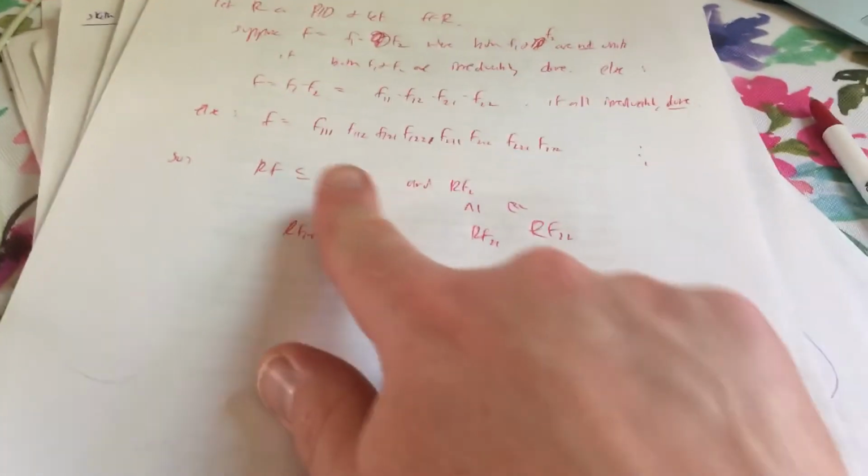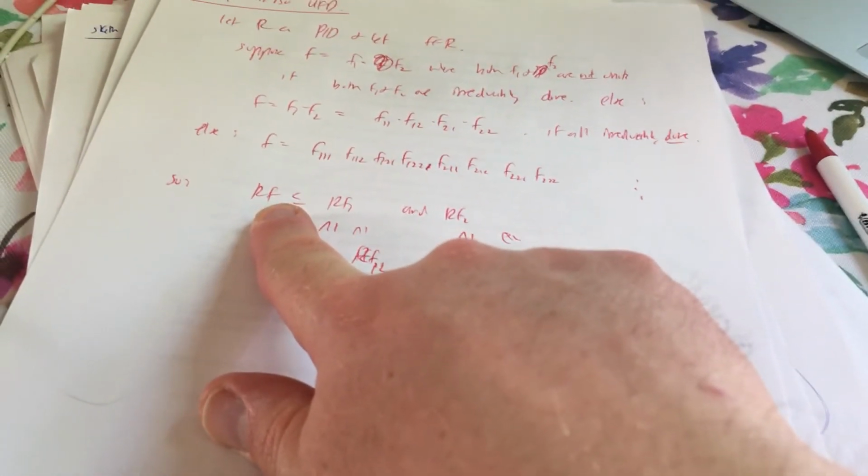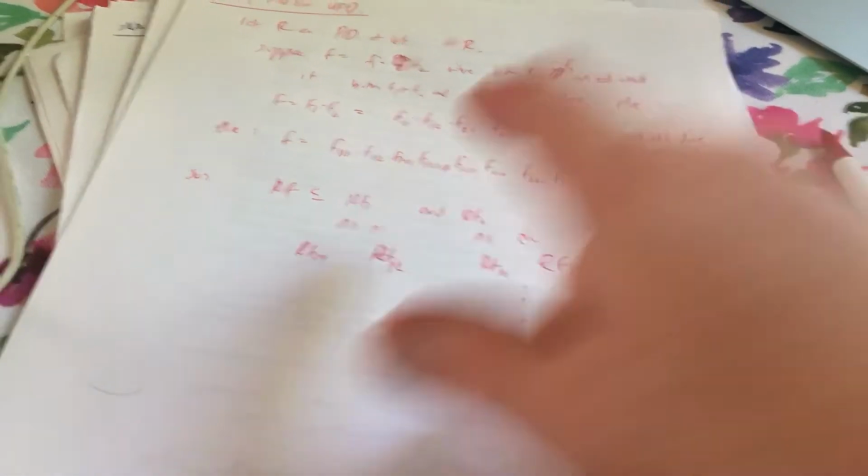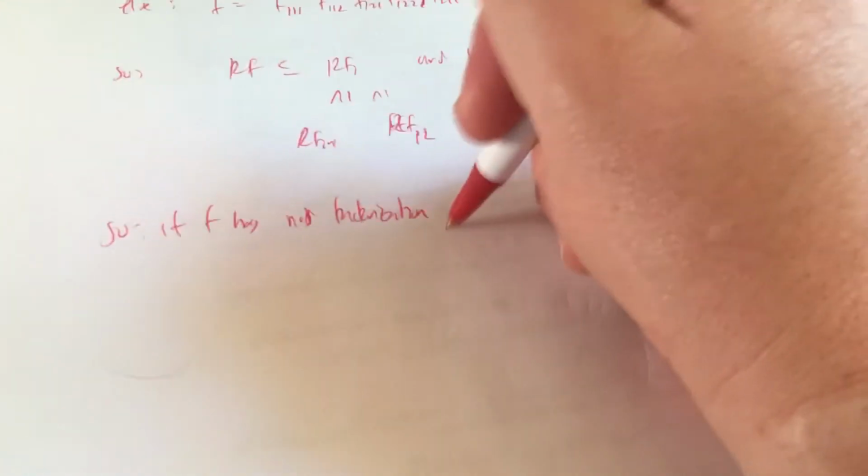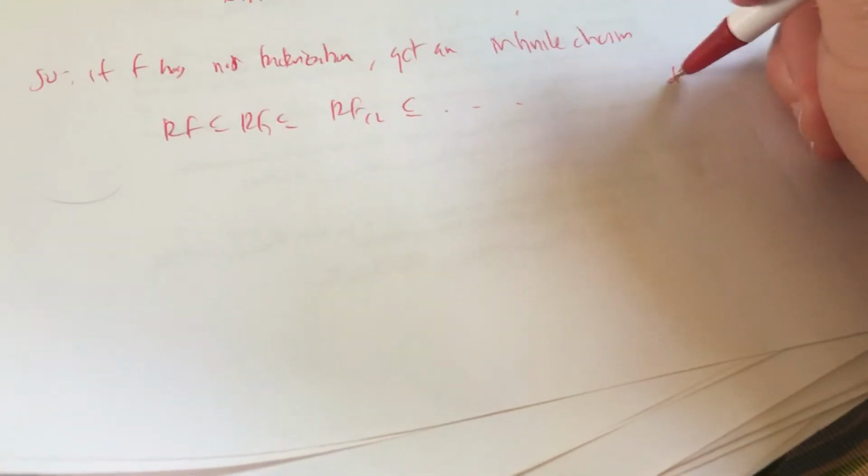Because what is this ideal? It's F times something, and if I'm F times something, then I'm necessarily also F1 times something. So what do I get? If F has no factorization, if it's not true that there's a factorization, if this sequence continues, you get an infinite chain RF, RF1, RF12. You get an infinite chain of ideals, and each one is contained properly in the next.